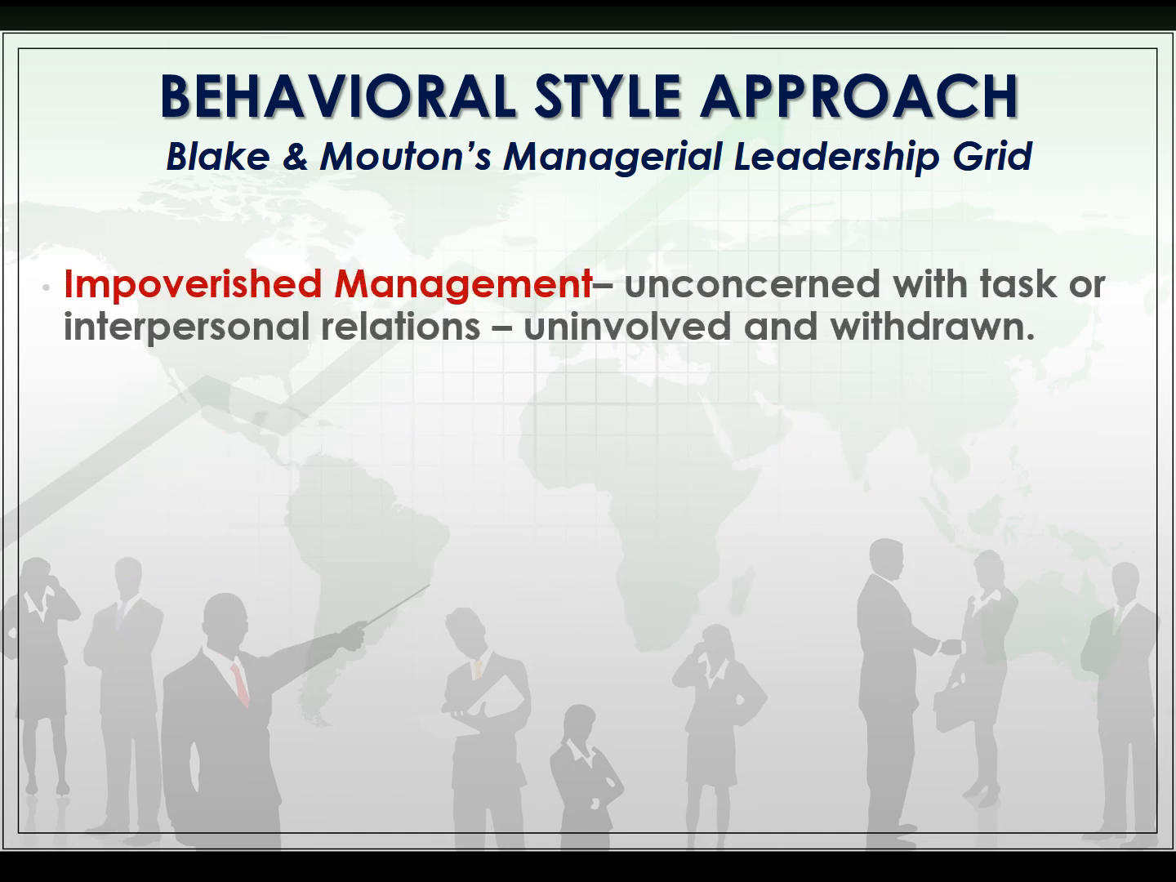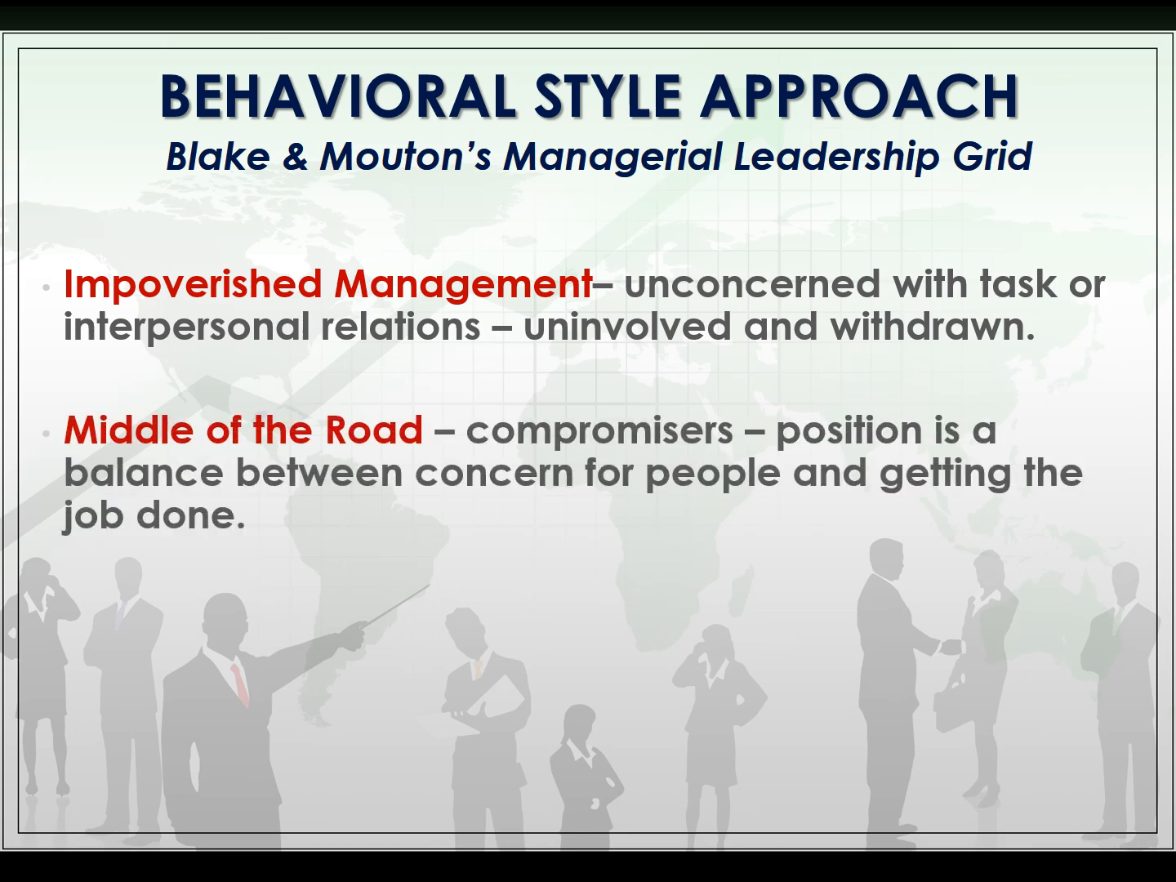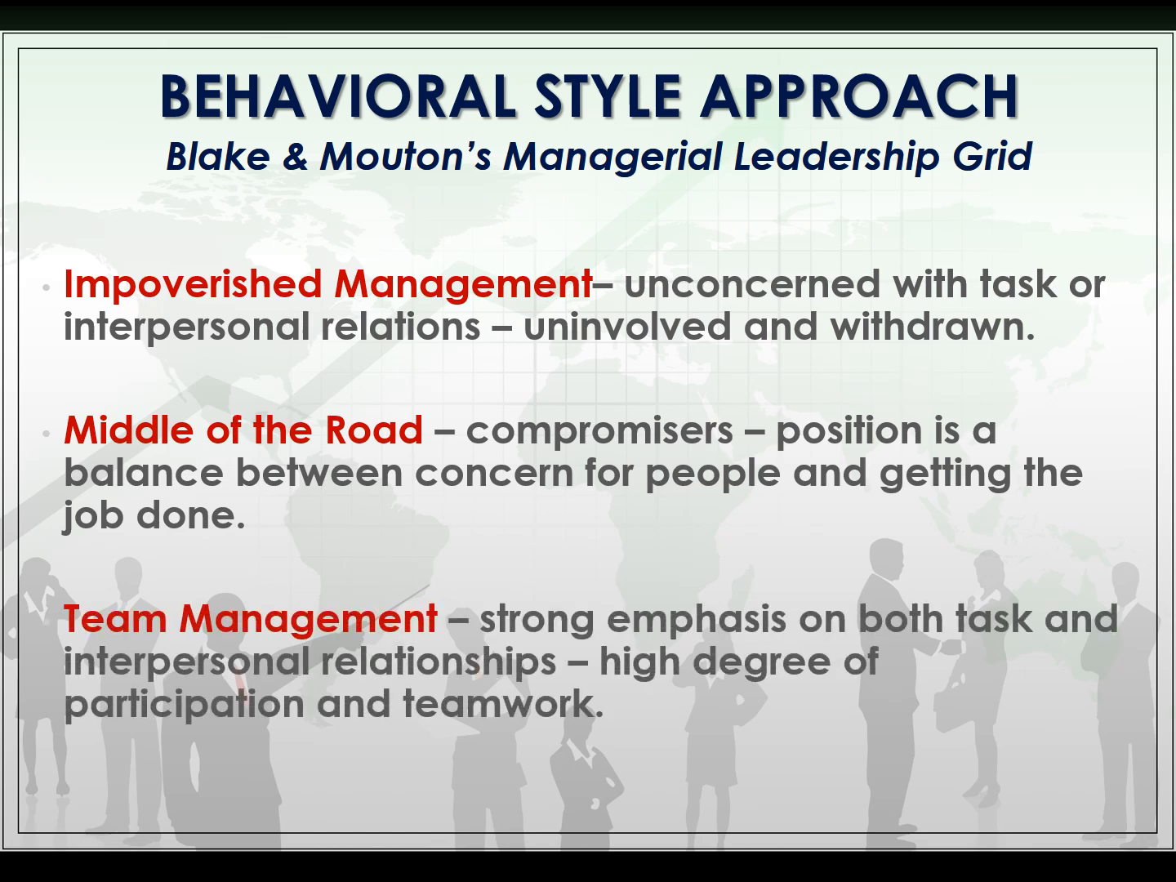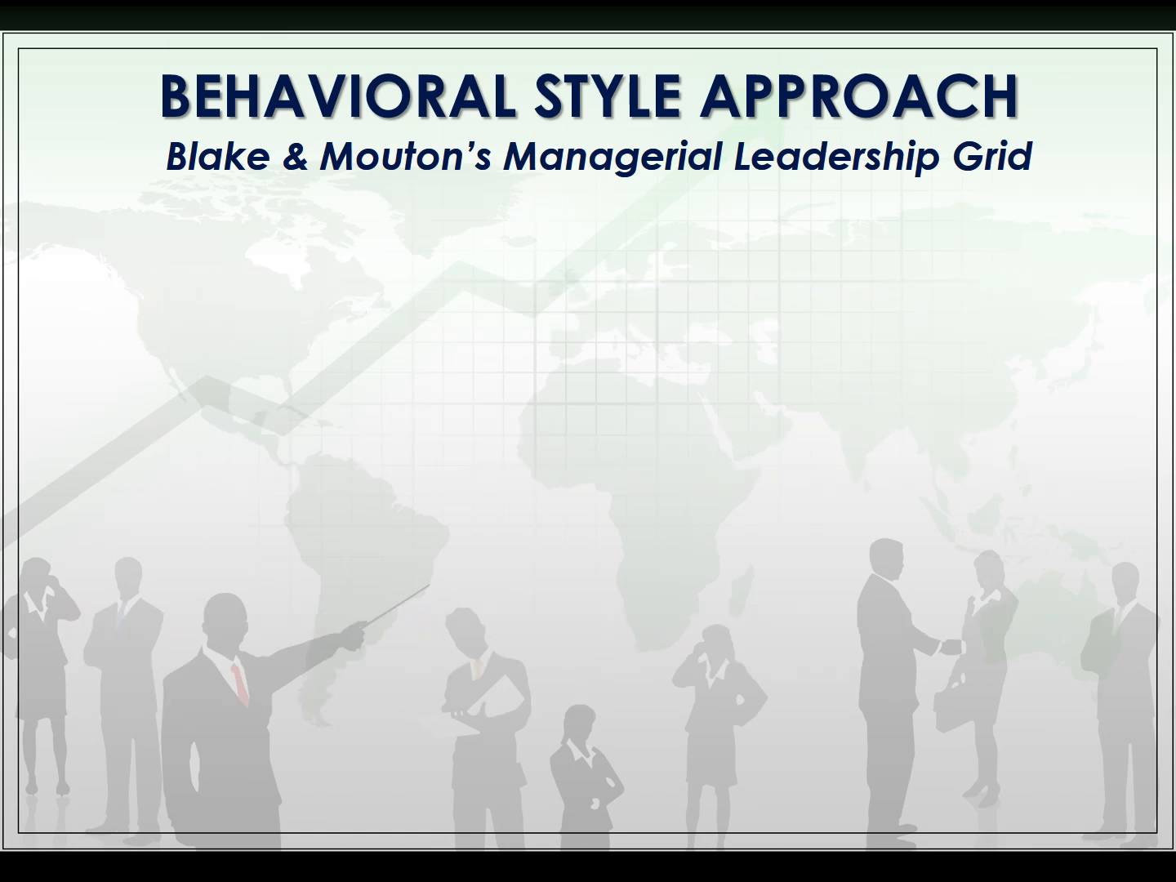Impoverished management is unconcerned with task or interpersonal relationships, uninvolved and withdrawn. Middle of the road management, compromisers, positions itself as a balance between concern for people and getting the job done. And team management places strong emphasis on both task and interpersonal relationships, with a high degree of participation and teamwork.